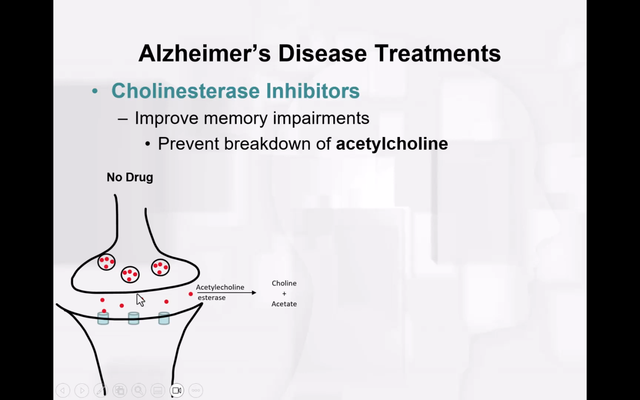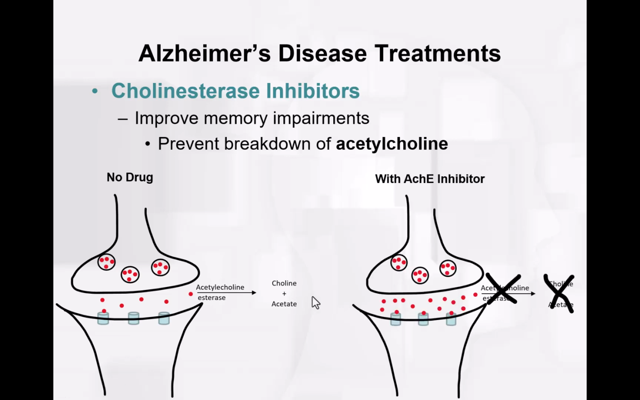So here we have a synapse with no drug, right? So we have our neurotransmitter in the presynaptic terminal. It's released. It binds those receptors on the postsynaptic cell. And then acetylcholinesterase is going to break that acetylcholine down into inactive components here. When we have an acetylcholinesterase inhibitor, it blocks this acetylcholinesterase so it doesn't break down acetylcholine. And so at the synapses that are healthy and left intact, we now have more neurotransmitter.